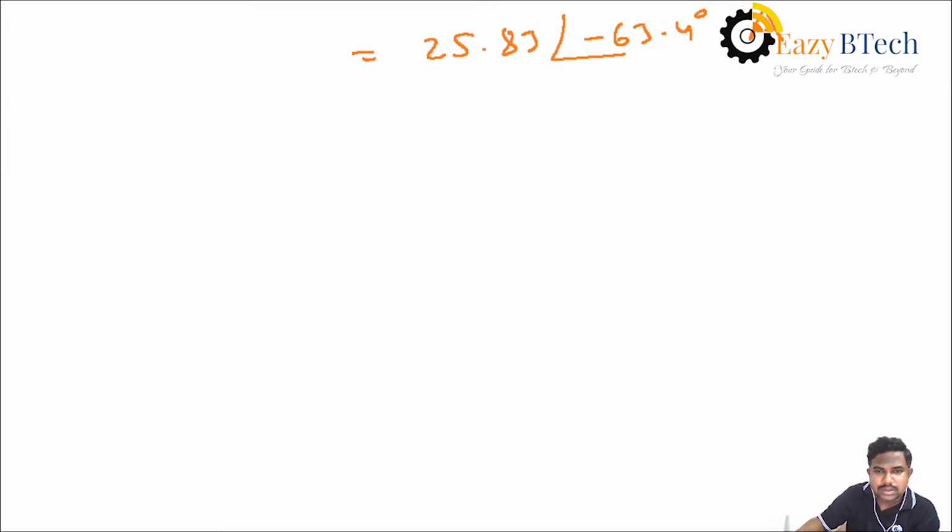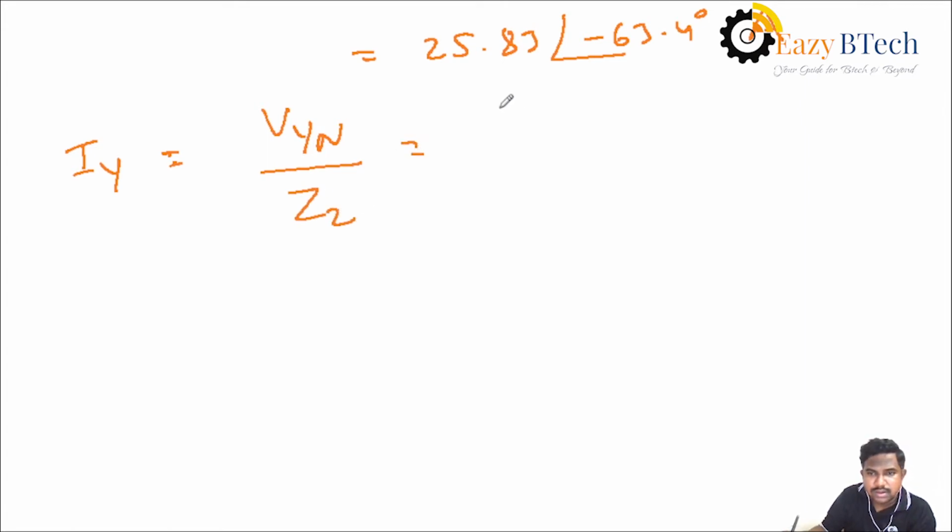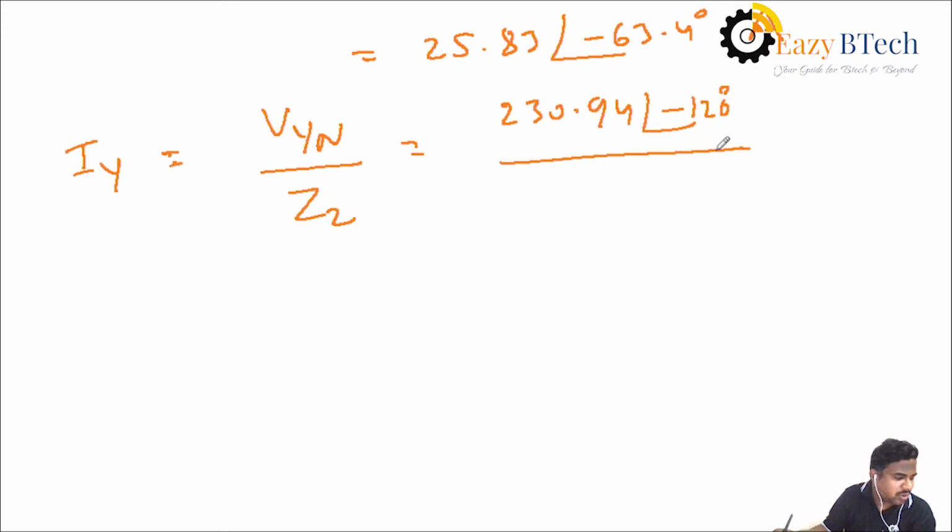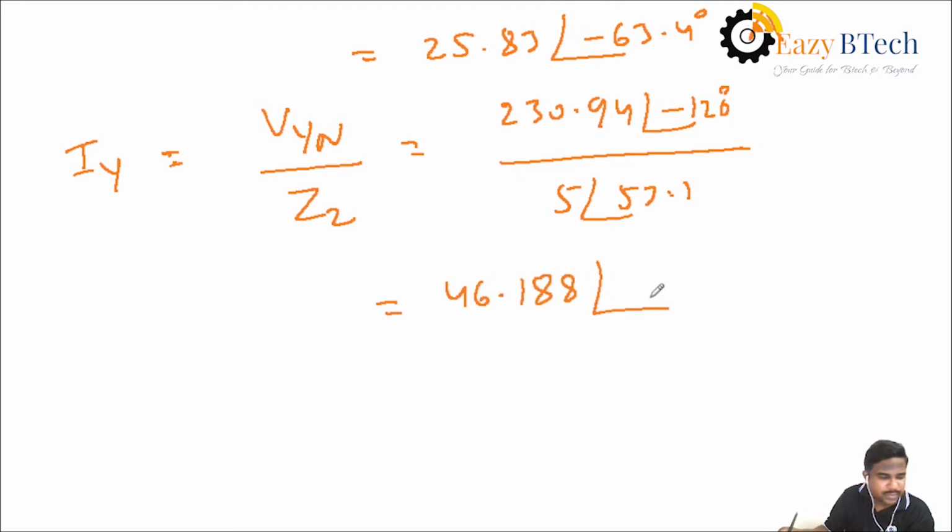In the same manner, for the other line current IY, the voltage is VYN divided by Z2. The value of VYN is the same, 230.94, but the displaced angle is minus 120 degrees, divided by the value of Z2 in polar form, 5 at an angle 53.1. Simplifying, we get 46.188 at an angle minus 173.1 degrees amperes. The denominator's positive angle 53.1, going to the numerator becomes minus 53.1. That's why minus 120 minus 53.1, the total angle becomes minus 173.1 degrees.